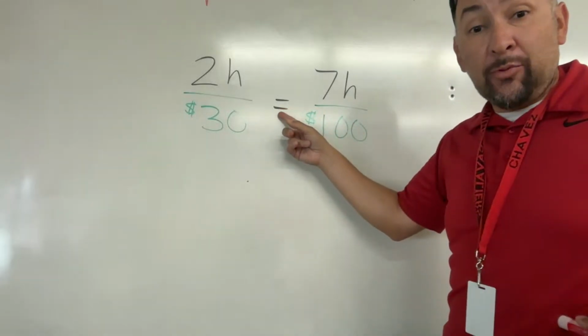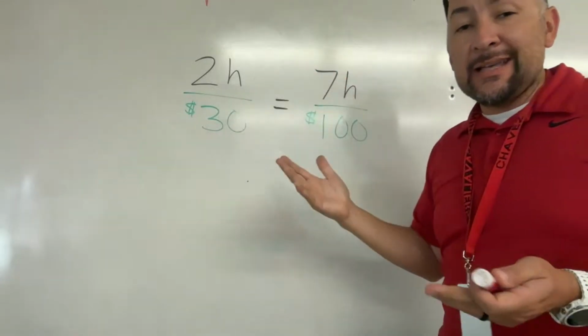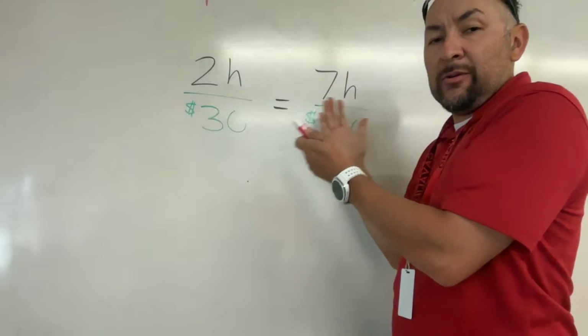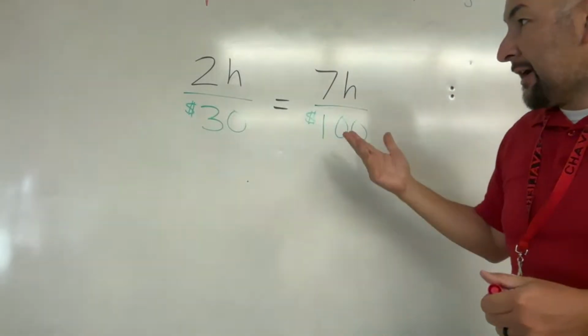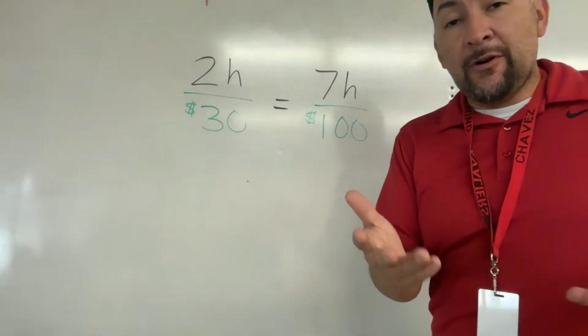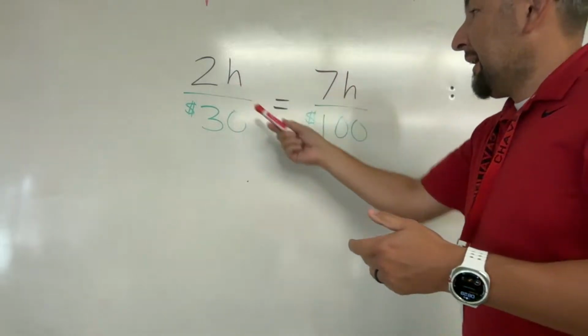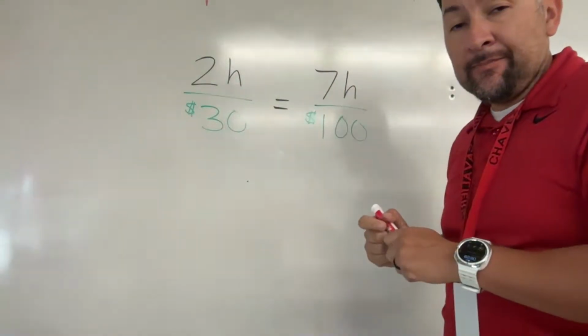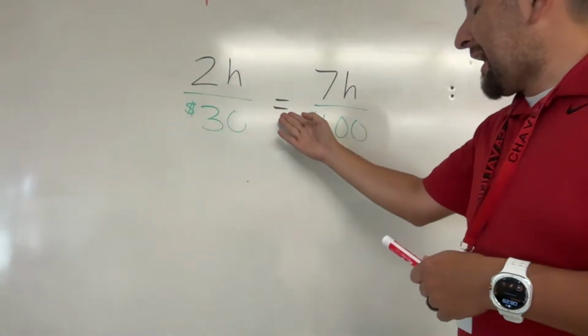Is it actually proportional? How do we know that we're not getting ripped off? We have to be able to know, is this actually proportional? So how do we do this? Well, it's very similar to what you've already learned. We're going to go ahead and cross multiply here, and that's going to show us if it's actually equal.